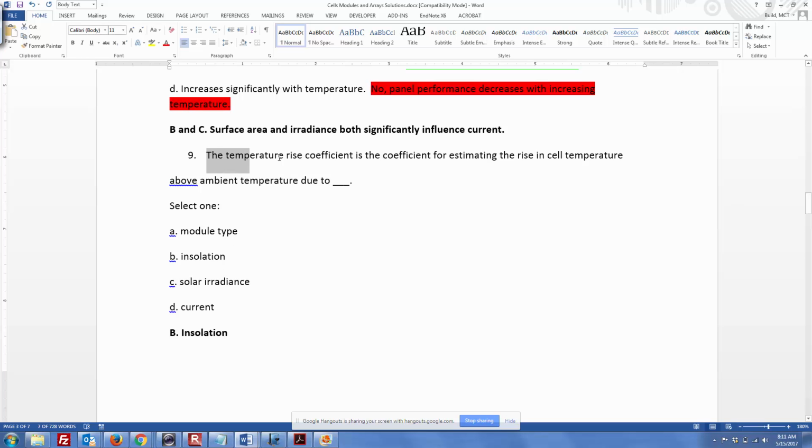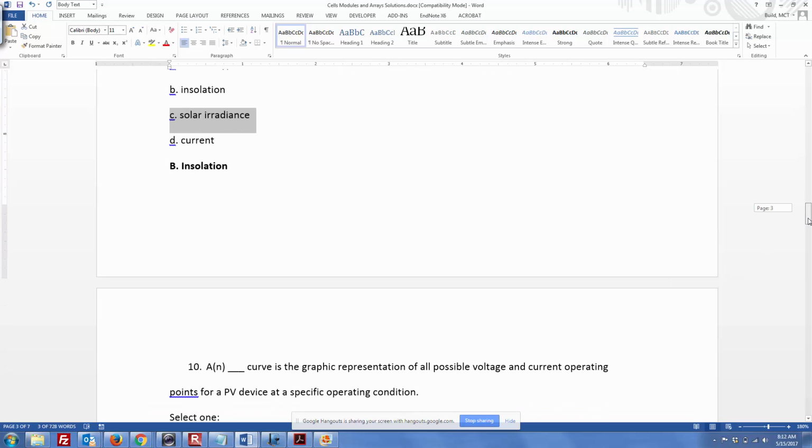The temperature rise coefficient is the coefficient for estimating the rise in temperature above ambient temperature due to insolation. So that's the answer there: insolation. And insolation is just how much sunlight hits the panel. Solar irradiance is how much energy is coming out of the sun. That's a subtle difference there, but important to know.